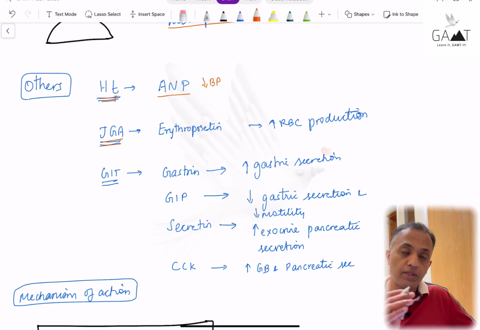The juxtaglomerular apparatus, which is found in the kidneys, produces what is called erythropoietin. Erythropoietin, as the name implies, increases the generation of erythrocytes or RBCs. Again, it's a very important MCQ question.